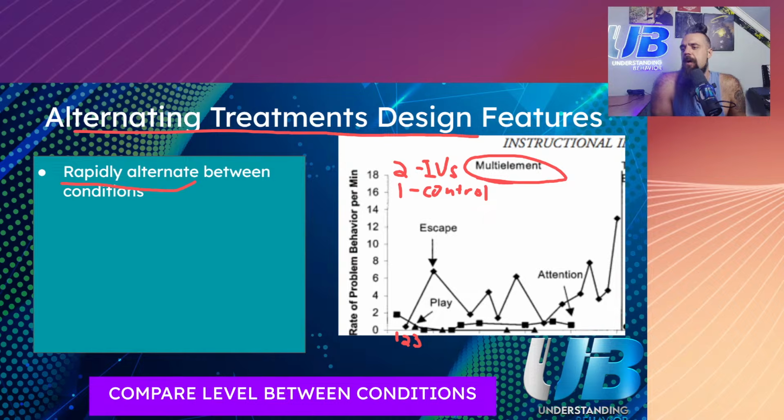This would differ from our withdrawal reversal design because we're not waiting for those phase changes. We're still rapidly alternating. And again, that's why the most important thing to nail down about this design is that we are rapidly alternating between our conditions. So that is super crucial. I feel like a lot of materials don't emphasize that enough. That is the main thing we want to focus on for this alternating treatments design.